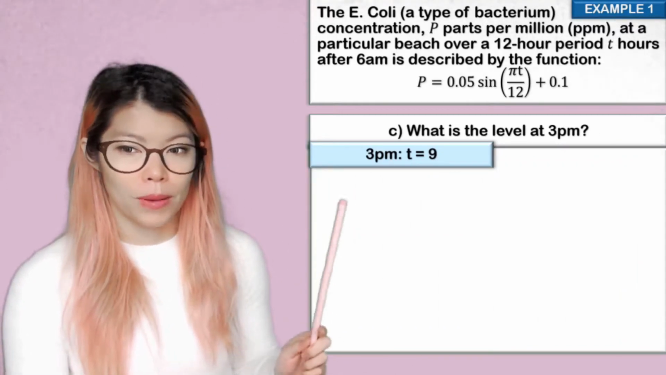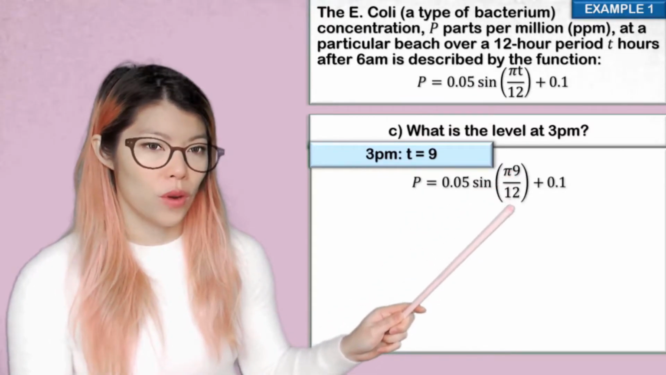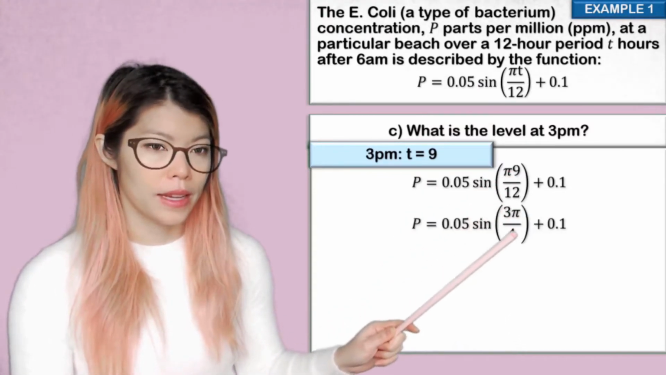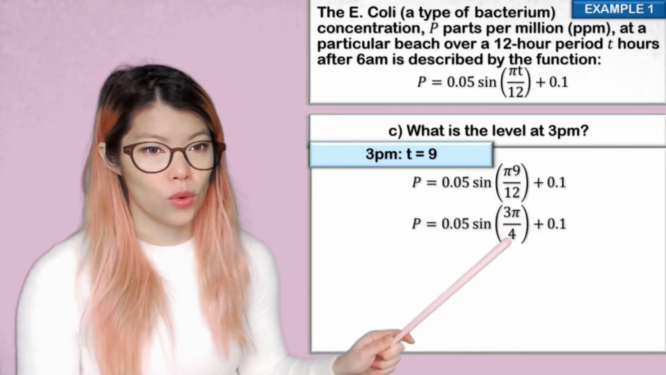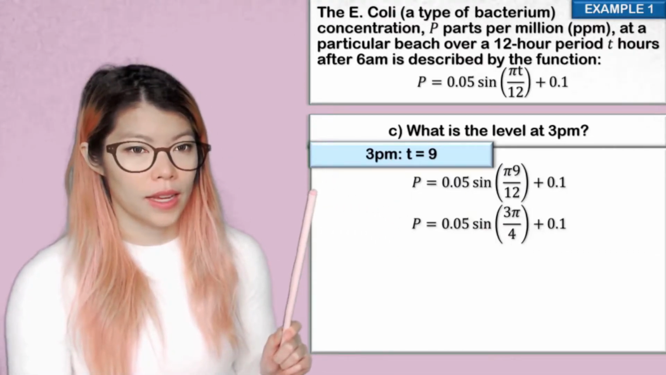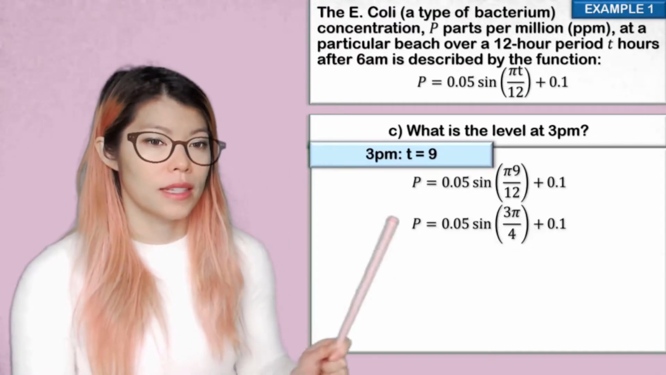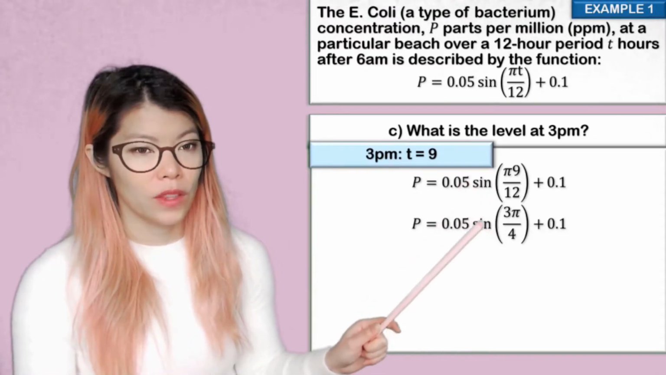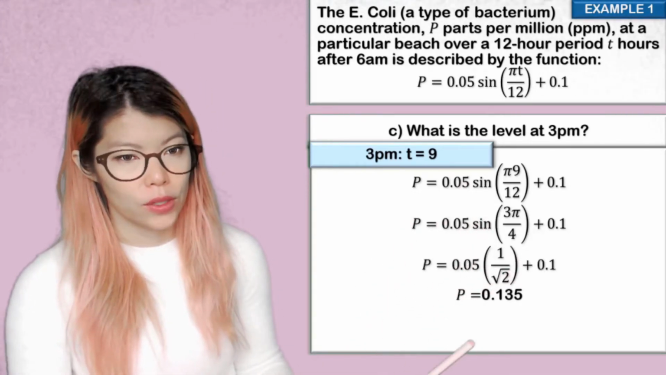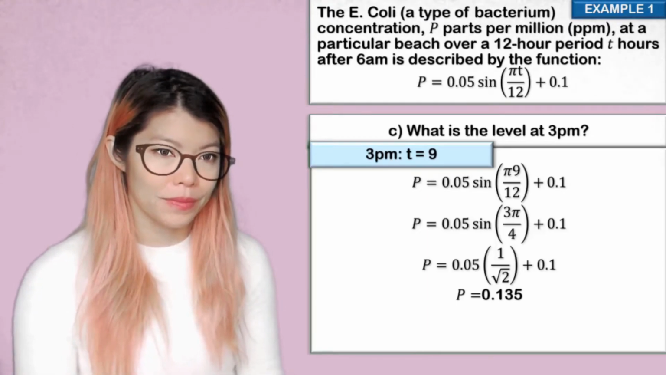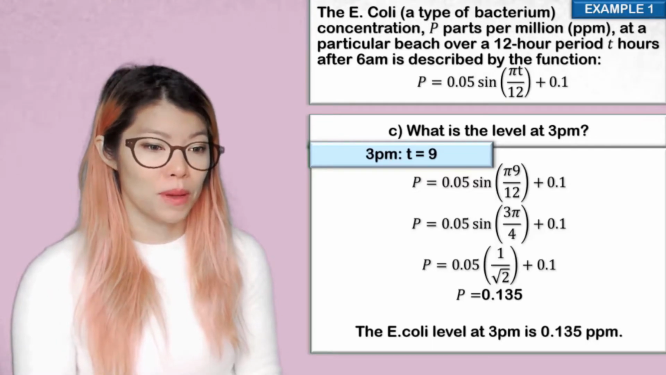So now we plug in T equals 9 into our equation. So we have 9 over 12, or in other words, 3/4 pi for sine, and we know that 3/4 pi is in the second quadrant, and sine is positive in the second quadrant. So that's the same as sine pi on 4, which is 1 over root 2. And if you plug that into the calculator, you would get 0.135. So the E. coli level at 3 p.m. is 0.135 parts per million.